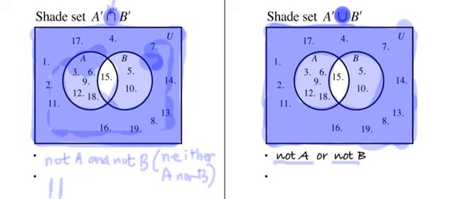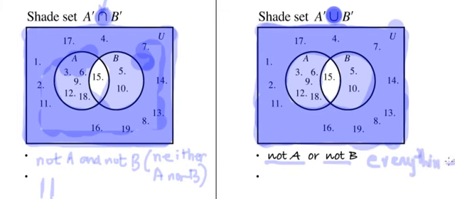This one doesn't have a nice English translation. This covers everything except where they overlap, where you have A and B. So this is equivalent to everything except both A and B. This is saying you can belong to this group, or you can belong to this group, or you can belong to neither group. But if you're in both groups, then you're out. That's excessive for whatever reason.